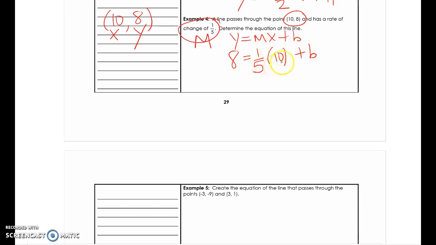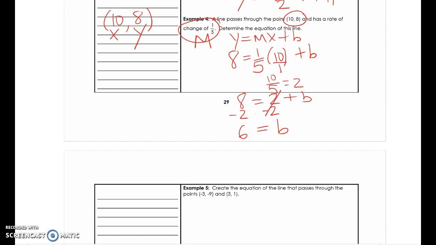So multiply 1/5 times 10, put my whole number over 1. 1 times 10 is 10. 5 times 1 is 5. 10 divided by 5 is 2. So now I have 8 equals 2 plus b. Solve for b by subtracting 2, since 2 is positive. 8 minus 2 is 6, leaving me with b equals 6.